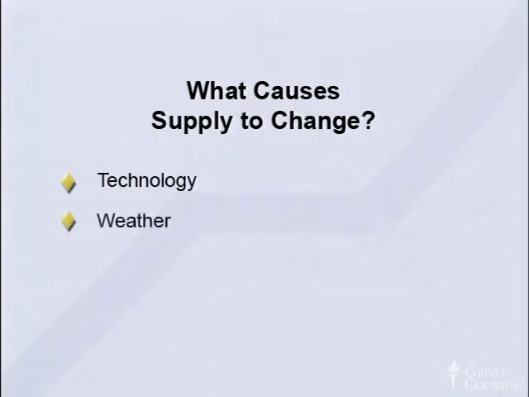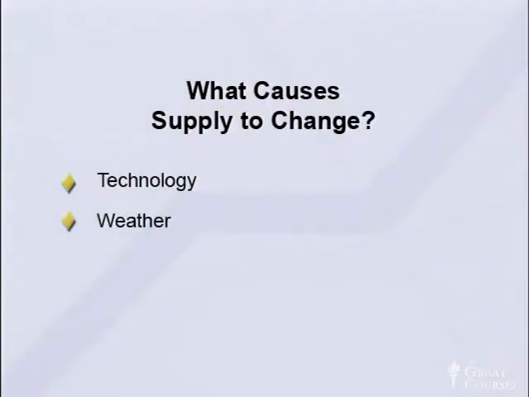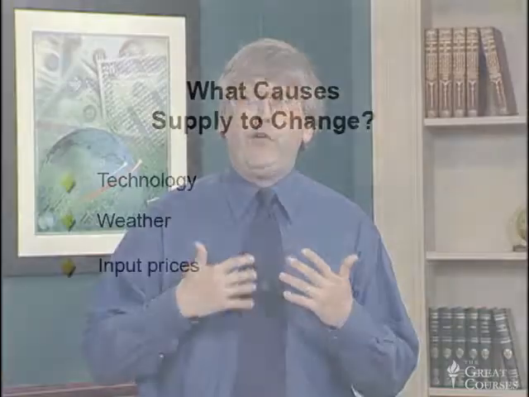Another thing might be weather. For a lot of products like agriculture, better weather means that more will be supplied at every given price, and worse weather could mean less will be supplied at every given price. Another factor would be input prices. If a firm uses a lot of oil or a lot of steel, and the price of the input goes up, then the quantity supplied at every given price is going to fall.